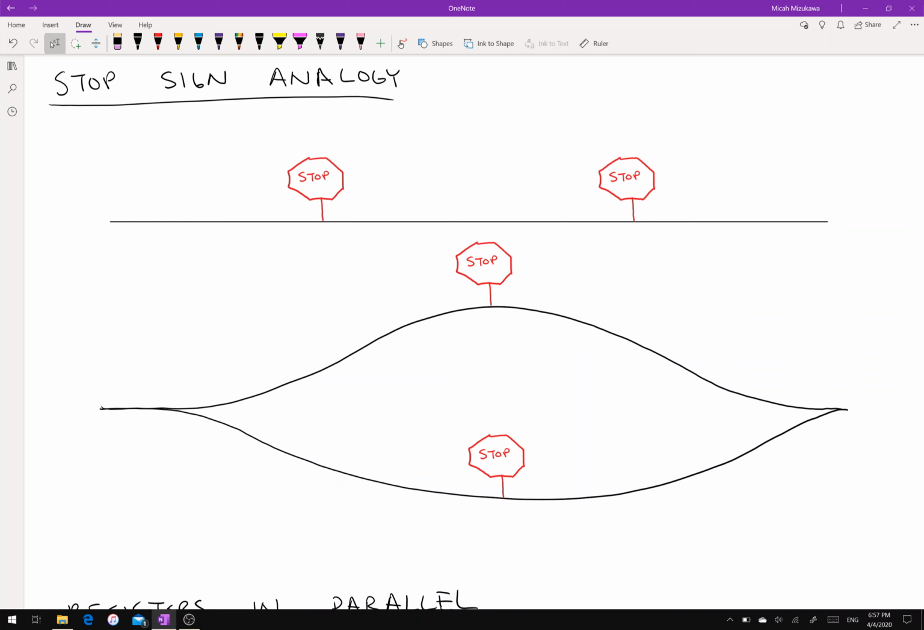In contrast, if you have one road that splits into 2 and there's a stop sign at each road, each car that makes it to the end only has to go through 1 stop sign. That is a representation of what resistors in parallel are going to be like, and we'll talk about that later. But as you can tell, resistors in series, like the top picture, have a lot more resistance than resistors in parallel.